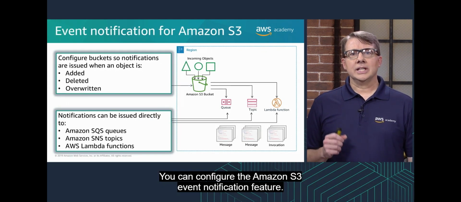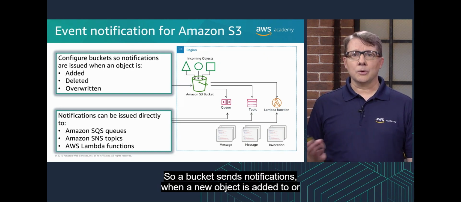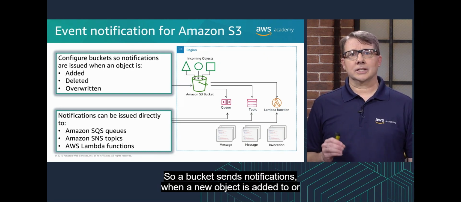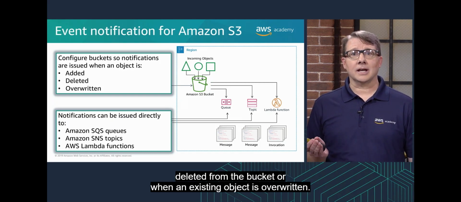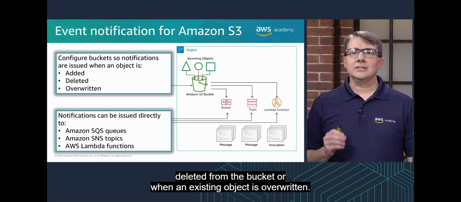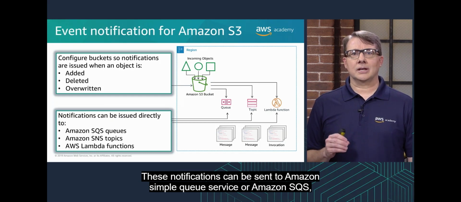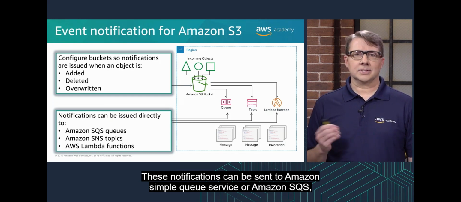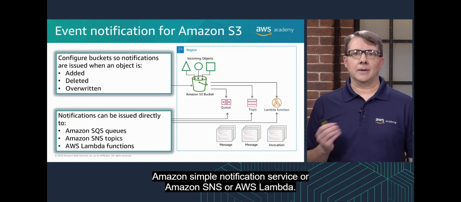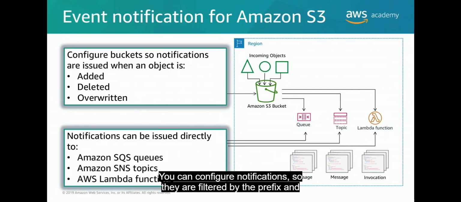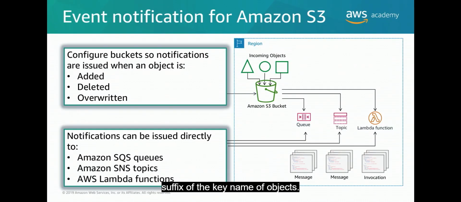You can configure the Amazon S3 event notification feature so a bucket sends notifications when a new object is added to or deleted from the bucket, or when an existing object is overwritten. These notifications can be sent to Amazon Simple Queue Service, or Amazon SQS, Amazon Simple Notification Service, or Amazon SNS, or AWS Lambda. You can configure notifications so they are filtered by the prefix and suffix of the key name of objects.